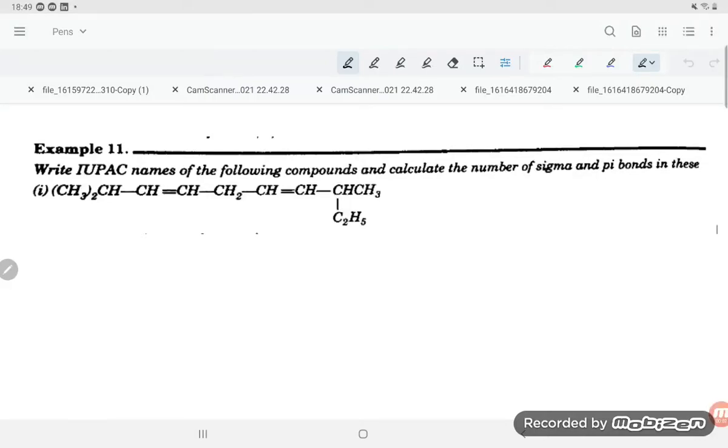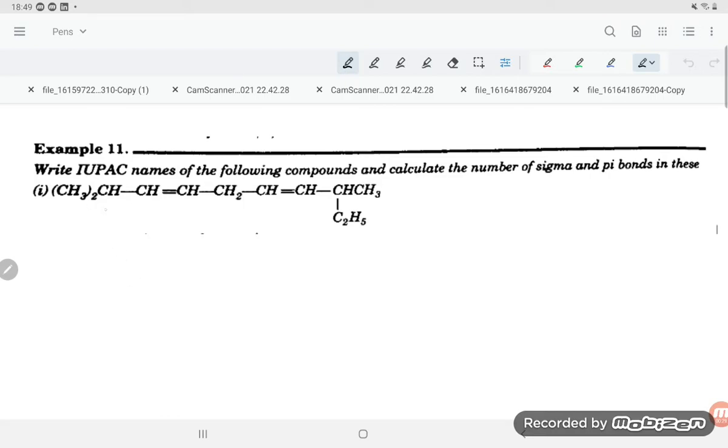Hello students, let us see example number 11. The problem is from the alkene. They are saying, write the IUPAC name of the following compounds and calculate the number of sigma and pi bonds in these. So dear students, how can you solve this problem? This problem we can write in a different way also. So how can you write this problem, student?